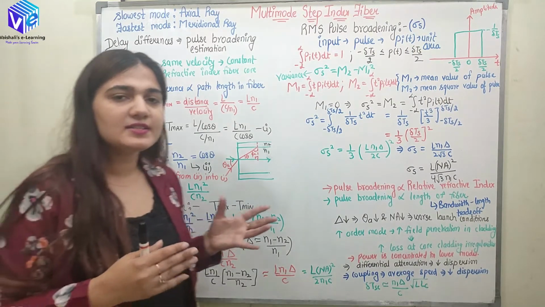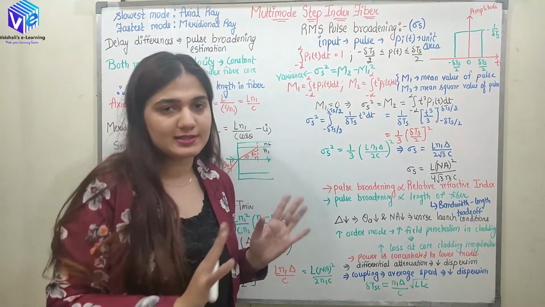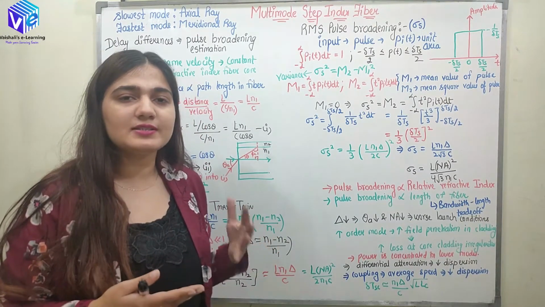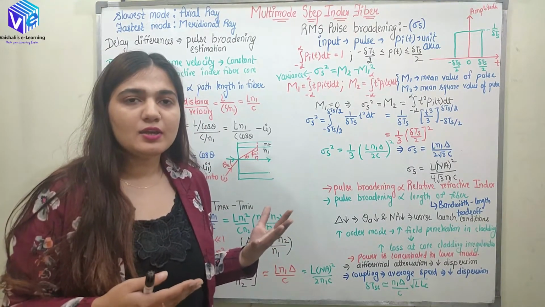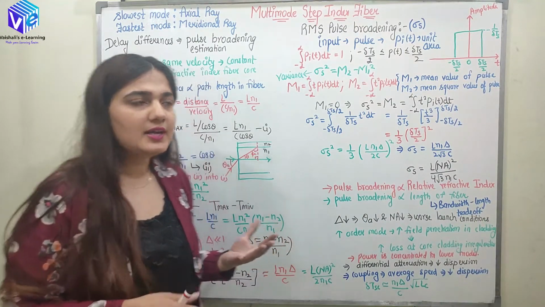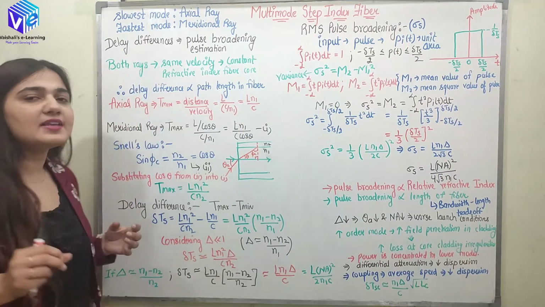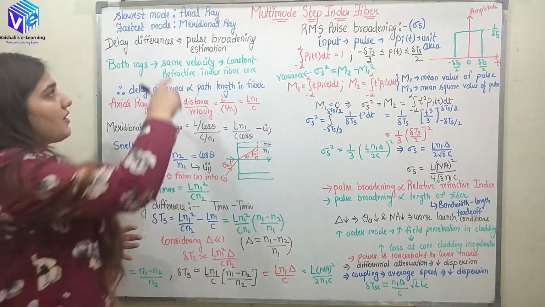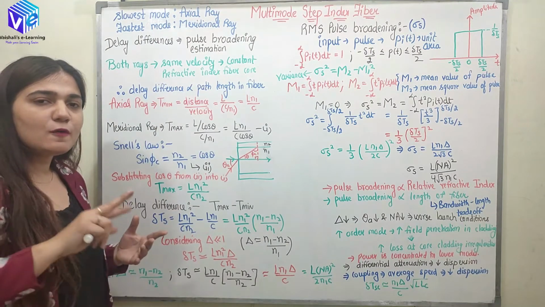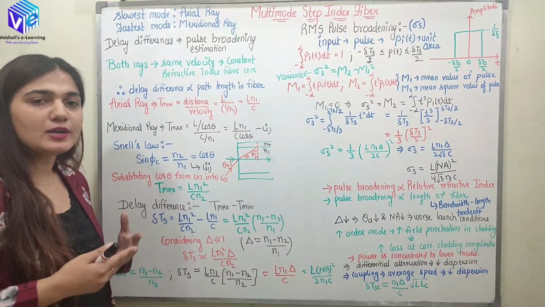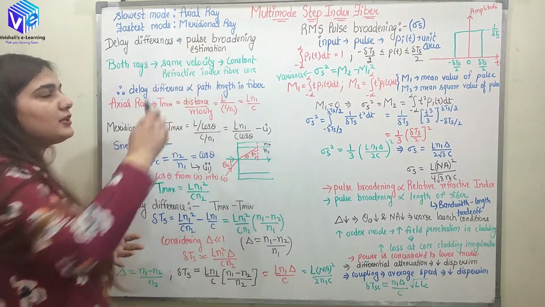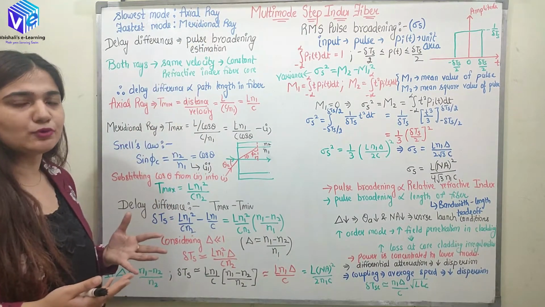Why is it the fastest mode? It has to travel the longest distance. Because it has to travel the longest distance in the same time interval, it will have the fastest velocity, so it will give me the fastest mode as well. So the fastest mode is for the meridional ray. I hope you understood why I am calling the axial ray the slowest mode and the meridional ray the fastest mode.